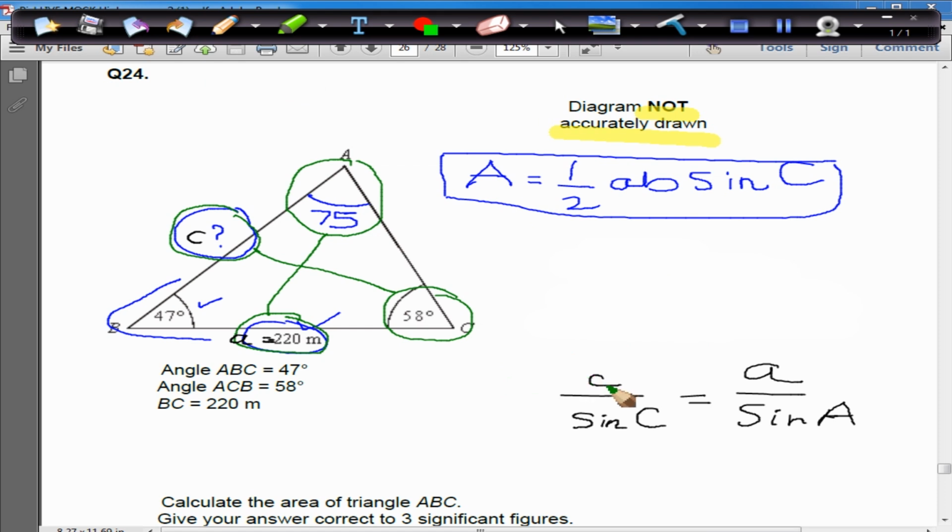Now let's put the values in there. What is the value of c? c is what we're trying to work out. We don't know what it is at the moment. So c over the sine of C, the sine of 58, is equal to a. What's a? 220. We divide that by sine of 75, sine of A.